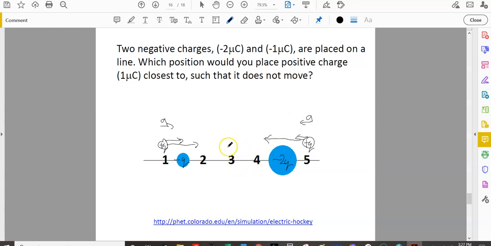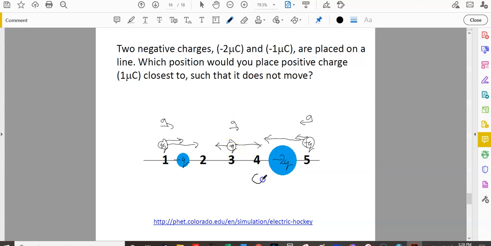Let's place the positive q right here. It's going to be very attracted to the right, not as much as over here, and it's going to be somewhat attracted to the left. But there's definitely going to be an imbalance. Overall, the rightward force is going to be greater than the leftward force, and so it's going to begin accelerating to the right. So that's not true.